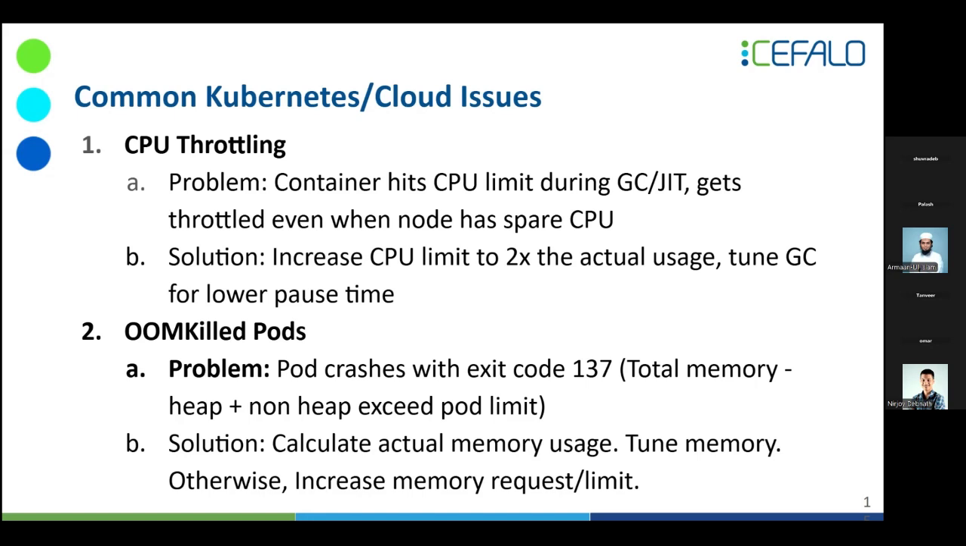Another thing is OOM killed. This is something we face in Kubernetes; initially, we faced it a lot. Pods crash with exit code 137, which happens when total memory, including heap and non-heap memory, exceeds the pod memory limit that we provided. To fix this, we need to do some experiments to understand how much memory our application needs, and based on that, tune the heap or non-heap memory. And if the tuning doesn't help, then we might need to consider increasing the memory limit.